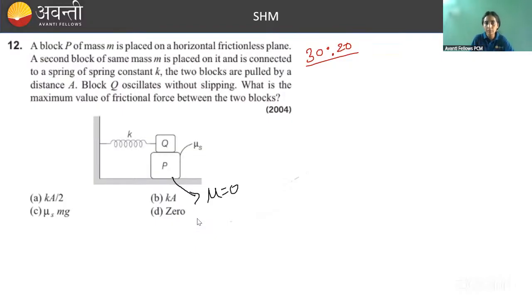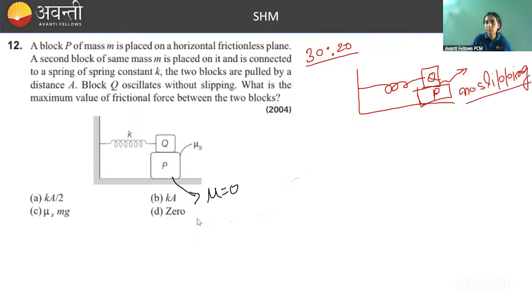Look carefully, if both are performing SHM and there is no slipping, there is no relative motion between them. This means with whatever velocity or acceleration Q moves, P will move with the same velocity and acceleration, because there is no relative motion between P and Q. There is no slipping.